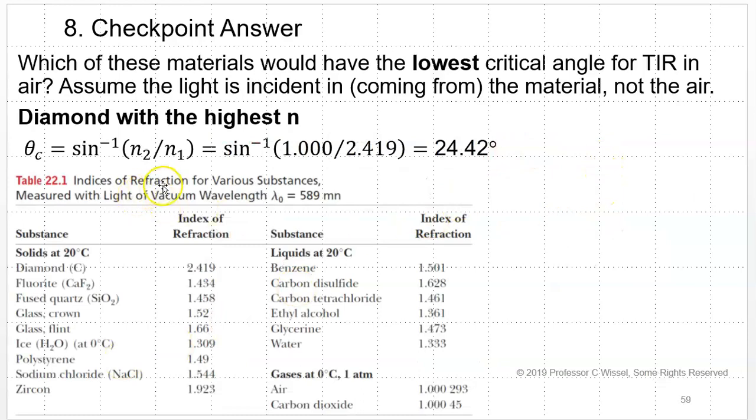Okay, you want the highest n, because notice the material that you're talking about is going to be on the bottom here, and you're going to take the inverse sine of this. So you want this to be as large as possible, because that would make this small, and if you take the inverse sine of something small, it's going to be small. It turns out to be 24.42 degrees, and this is what gives diamond its sparkle.